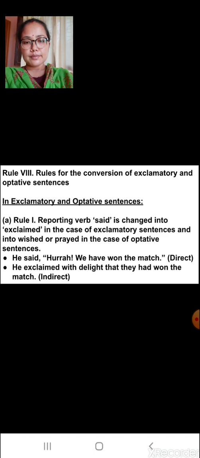Rule number 8. Rules for the conversion of exclamatory and optative sentences. In exclamatory and optative sentences, the first rule is the reporting verb said is changed into exclaimed in the case of exclamatory sentences, and into wished or prayed in the case of optative sentences. For example, he said, "Hurrah, we have won the match." The same sentence, if we write in indirect speech, will be, he exclaimed with delight that they had won the match.